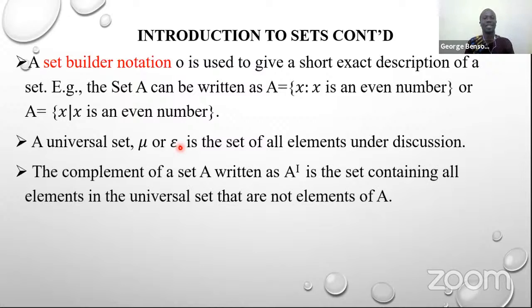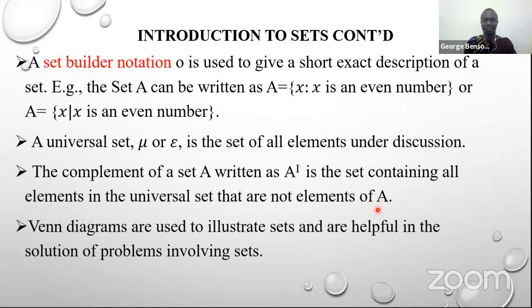Then we have what we call the complement of a set. If I have a set A like this, then its complement is written as A prime. When we talk about the complement of the set, it is basically the set of all elements that are in the universal set but not in set A. So if I have a set A and a universal set U, then the elements that are in the universal set U and not in the set A are what we call the complement of the set A. So basically, members that are in the universal set and not in the specified set.